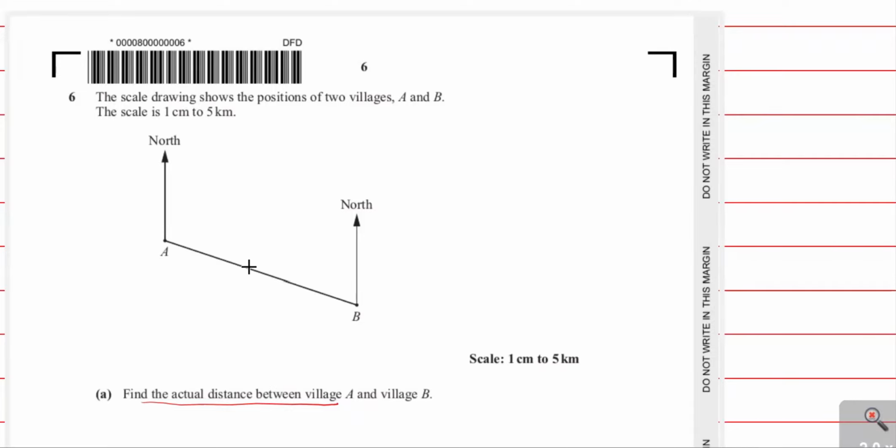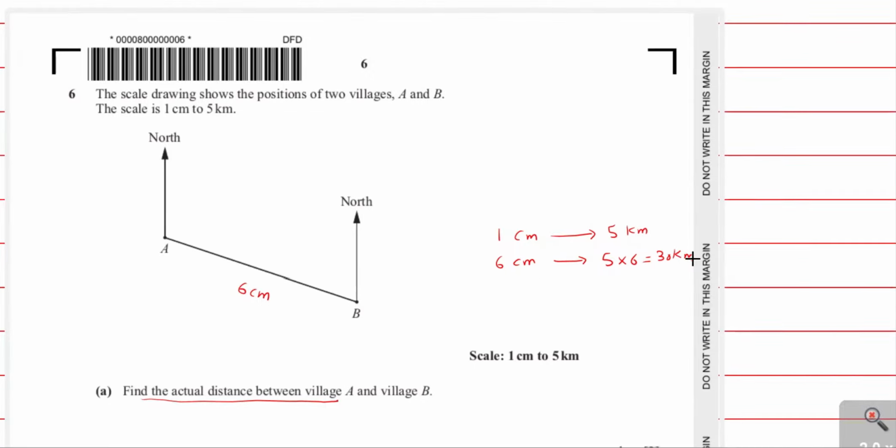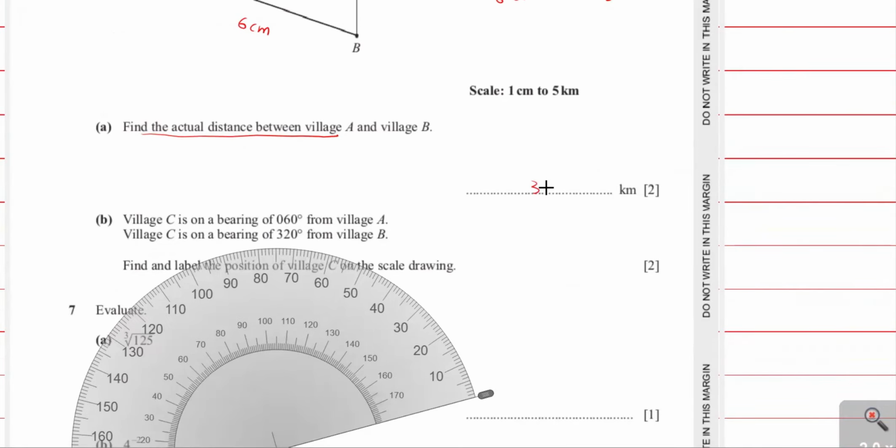To calculate the actual distance, firstly we will calculate the map distance. According to the scale, this length will be equal to 6 centimeters. Here, 1 centimeter of map distance is 5 kilometers of actual length. For 6 centimeters, the actual length will be 5 times 6, which is equal to 30 kilometers. Therefore, we write the answer here, 30 kilometers.